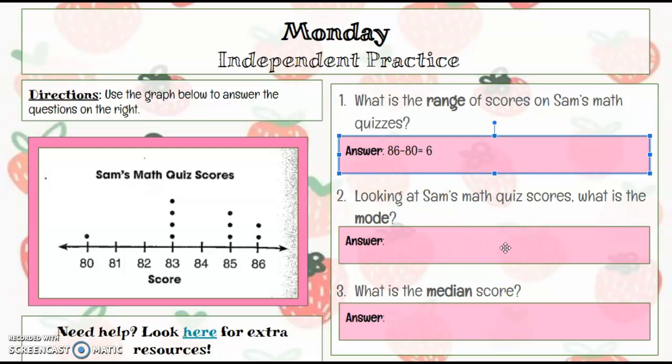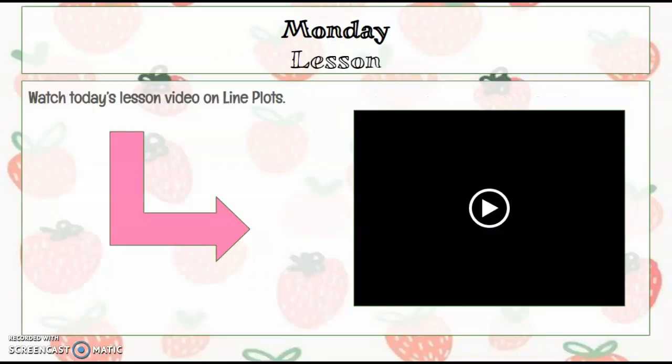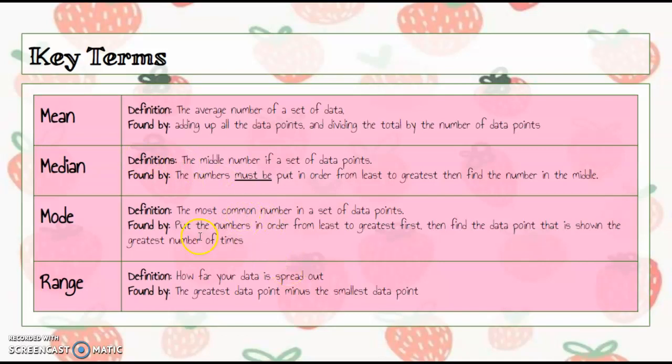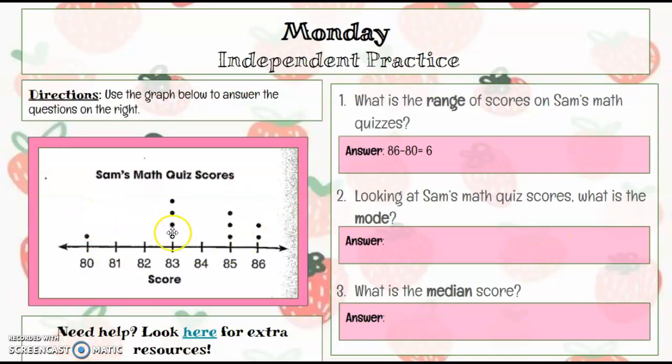Question number 2, looking at Sam's math quiz scores, what is the mode? Well, I can look back here and say that the mode is the most common number. So I'm looking for the data point that shows the greatest number of times, which luckily is pretty easy because you just look for the tallest line, which happens to be 83. That means that most students scored 83 on their math quiz.